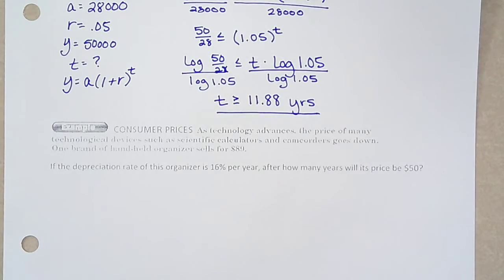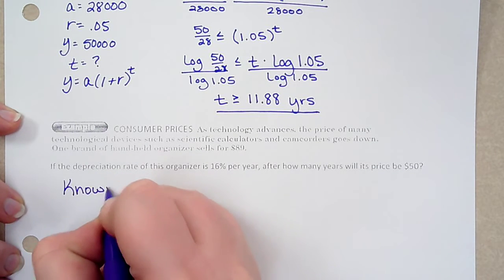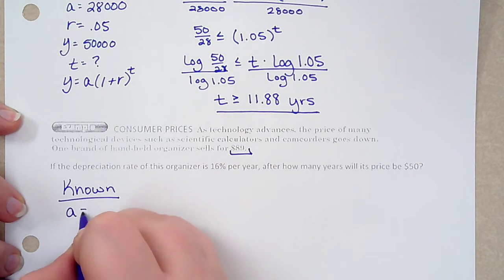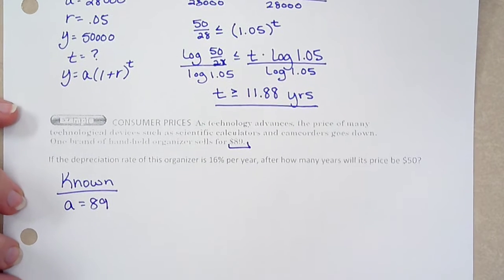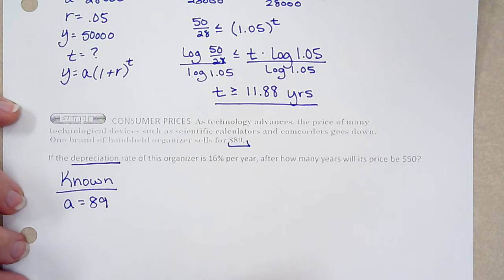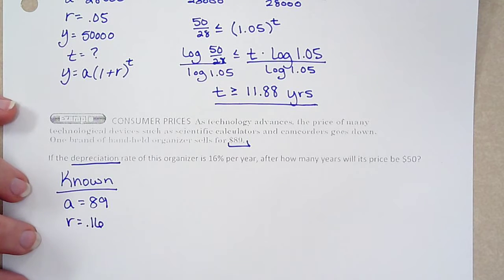As technology advances, the price of many tech devices such as scientific calculators and camcorders goes down. One brand of handheld organizer sells for $89. So right off the bat, before I even know what I'm going to be solving for, I'm going to write that down. The initial price right now, before the problem's even started, is $89. It says if the depreciation rate of this organizer is 16%. I don't know for sure, but I do know that that's a rate that I'm going to have to use. Don't know for sure when, but know that I will have to at some point.